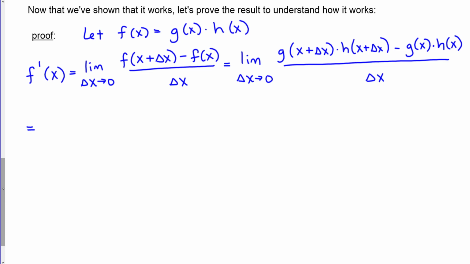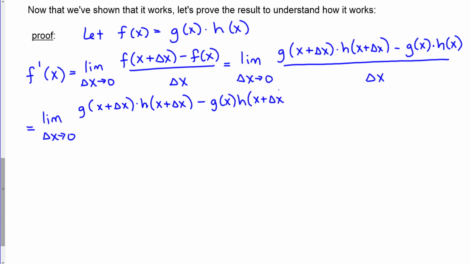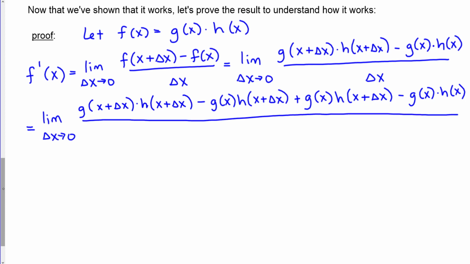But in this case, what I have to do to make this limit work is insert a couple of terms. So what I'm going to do is leave the first term as is, g of x plus delta x times h of x plus delta x. I'm going to then subtract g of x times h of x plus delta x. But I can't simply subtract that term from my limit without also adding the same thing. So adding g of x times h of x plus delta x. And then I still have this minus g of x times h of x all the way down here at the end. All of this is going to get divided by delta x.